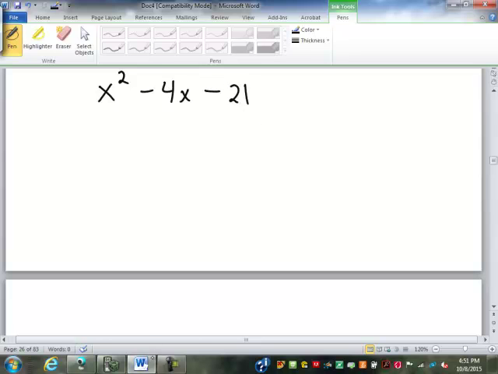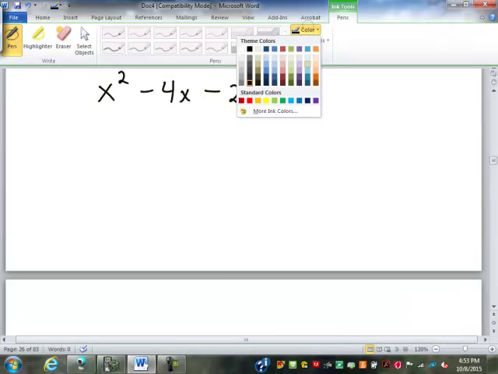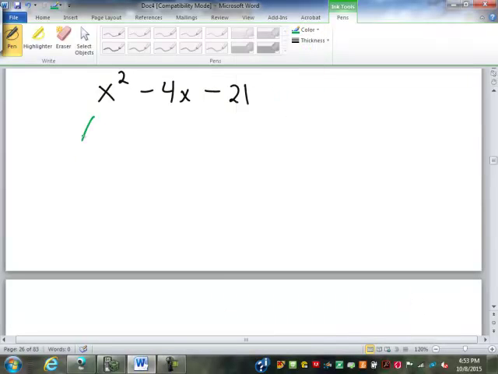Try that one in your notes. Again, no common factor. So x and x. 21, of course, is going to be 1 and 21, or 3 and 7. I tried to make it somewhat easy on you. Which one are we going to use? 3 and 7. Which one's going to be positive?